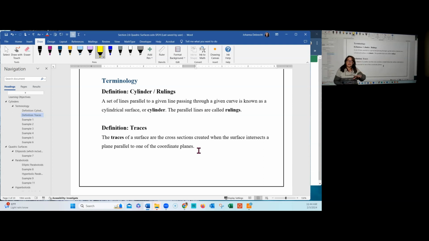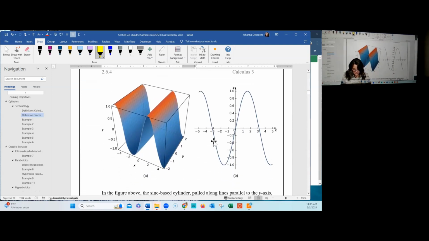We've actually been looking at the trace of the cylinder in a particular plane. So the trace of a surface is the cross section that's created when the surface intersects a plane parallel to one of the coordinate planes or the coordinate plane itself. So the ones that are most important for the cylinder would be the plane that doesn't mention the variable that's creating the rulings. So for example, in the last example, it was in terms of y and z. So the rulings were parallel to x. So we took x out of it and looked at the trace in the YZ plane. So let's talk about how we can get traces.